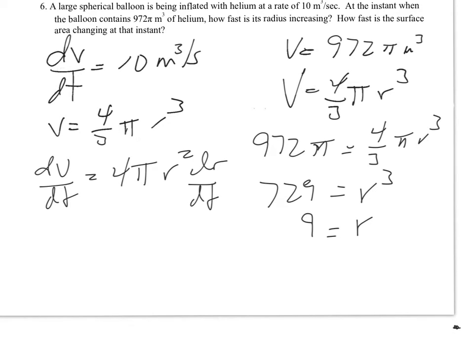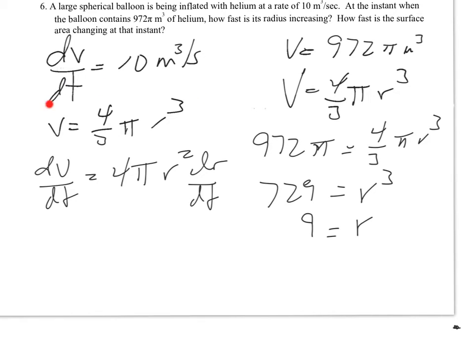The pi's will cancel each other out. Multiply by the reciprocal, and you get 729 is equal to r to the third. So the cube root of that means r is equal to 9. That was Kevin, if you heard that.